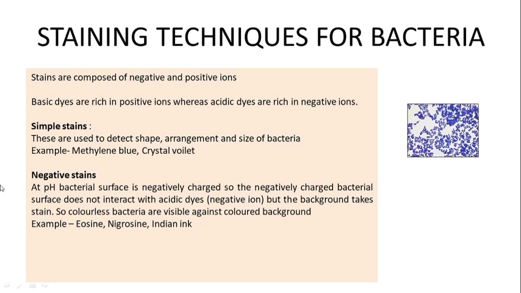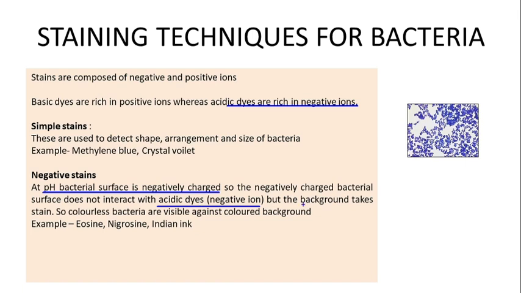The second type of stain is the negative stain. Negative stains are very interesting because at normal pH the bacterial surface is negatively charged. So if we add an acidic dye, which is also negatively charged, as we have seen, will there be any interaction? No. There won't be any interaction between the bacterial surface, which is negative, and acidic dyes, which are also negative.